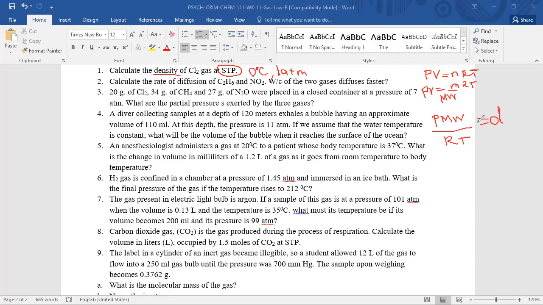So for the density, is there a given pressure? STP, standard temperature and pressure, so that would be 1 atmospheric pressure. The molecular weight we can solve using this chlorine gas, Cl2. P, pressure, is 1. Then the molecular weight of chlorine. What is the molecular weight of chlorine? You can follow along with the computation.